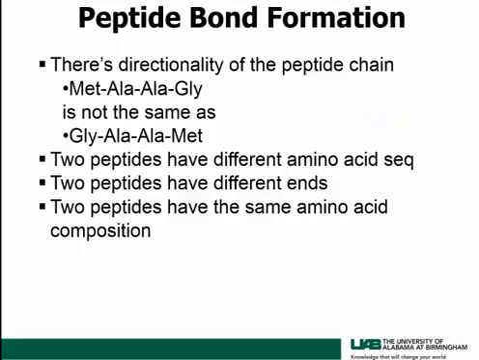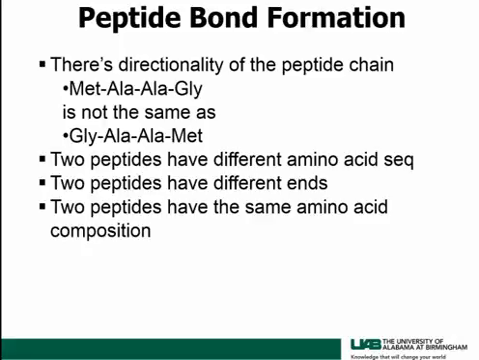When you form a peptide bond, you need to realize that there is directionality. All right, let's look at these short peptides, these oligopeptides right here. One begins with methionine, followed by alanine, followed by another alanine, followed by glycine. Now, the dashes represent peptide bonds.